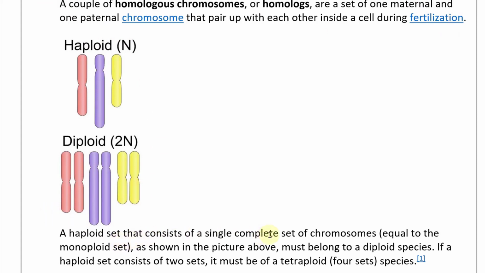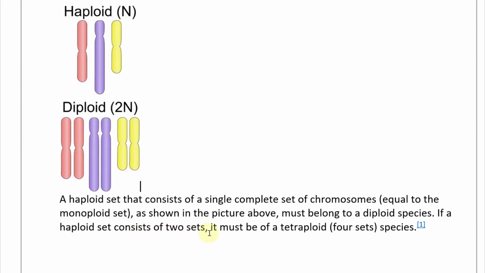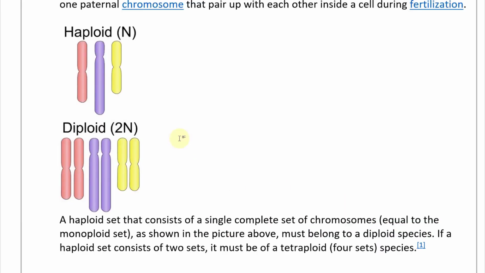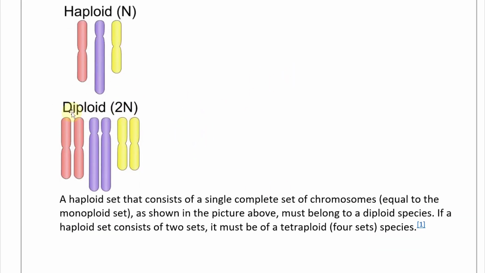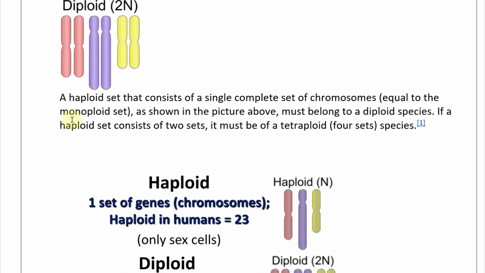So a haploid set that consists of a single complete set of chromosomes equal to the monoploid set, as shown in the picture above, must belong to a diploid species. In other words, if this is a haploid, then this must be from a diploid species. So this one is half of this diploid, which is 2n. If a haploid consists of two sets, it must be of a tetraploid, or 4 sets, species. So in other words, this is half of it during reproduction. So if this haploid was 2 sets, then it had to have come from a tetraploid or 4 sets species.